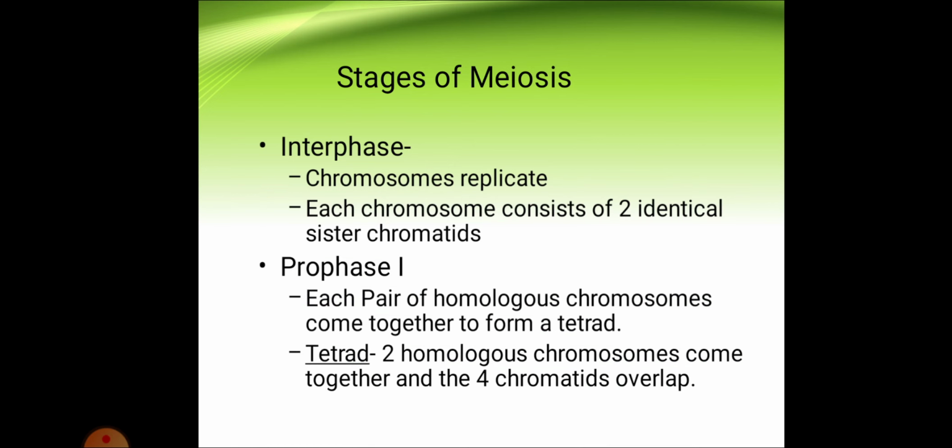And next is the prophase 1. Each pair of homologous chromosomes come together to form a tetrad. A tetrad, two homologous chromosomes come together and four chromatids overlap. That is tetrad. So yan po ang interphase at prophase 1 ng meiosis 1.